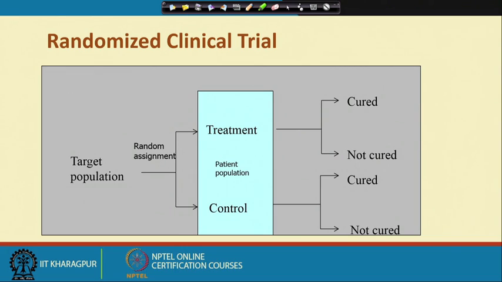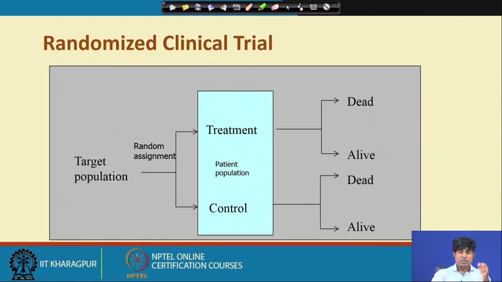Again, the randomized assignment is with two divisions, of course population related to patient, and then treatment and control. With treatment we have two divisions, cured and not cured, then again with control, cured and not cured. So that exclusively depends on the kind of count data, and you have to develop a structure such that this kind of model can be applied.